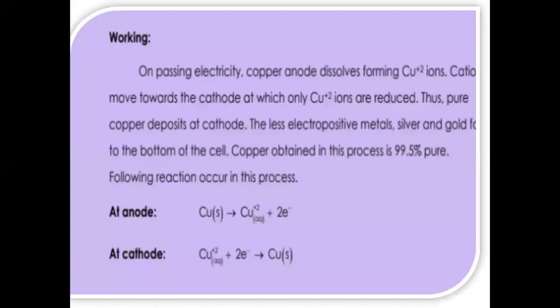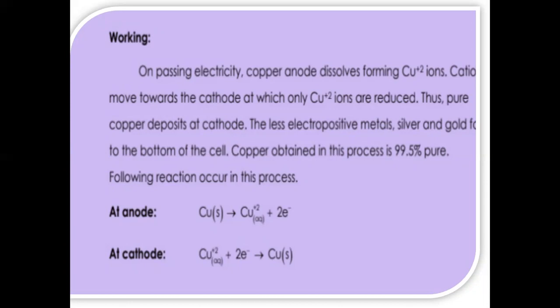Working of the electrolytic cell: on passing electricity, the copper anode dissolves, forming copper ions, and the cations move towards the cathode, at which only copper ions are reduced. The pure copper deposits at the cathode. The less electropositive metals like silver and gold form sludge at the bottom of the cell.